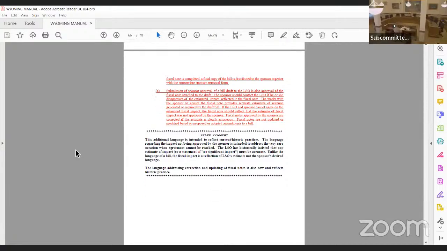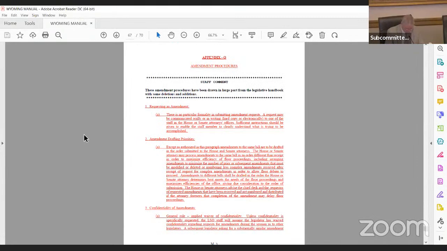I'm on N9, Mr. Chairman, amendment procedures. And again, this is really drawn from the legislative handbook. The big difference here is on number 2, House and Senate attorneys. And this again reflects historic practice. And you can read the language yourself, but here's the situation. You come in, Mr. Chairman, and you say, I want this amendment to this bill. It's simple. The bill's going to be up on third reading today.